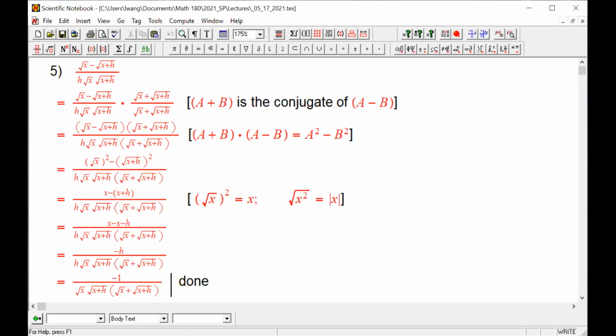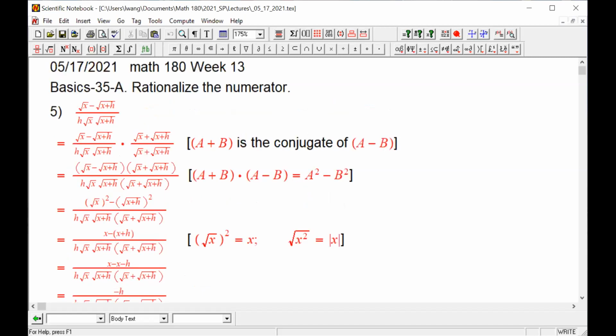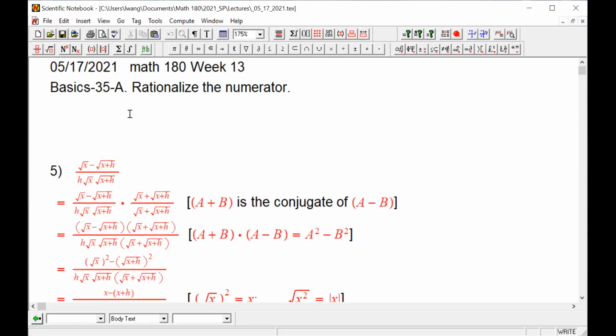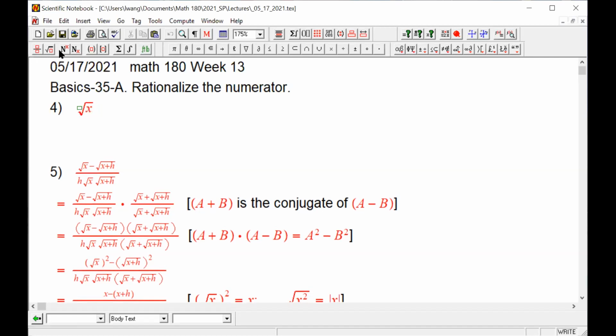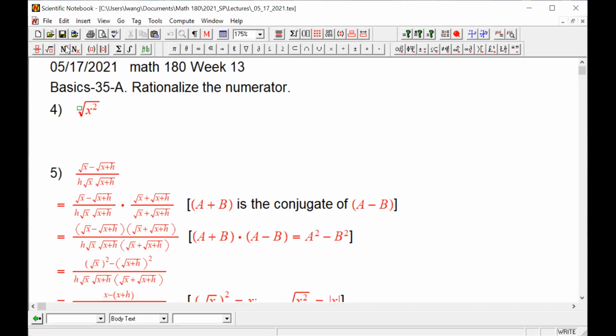You need to be algebraically very strong in order to survive that class and the following classes. Okay, so now let's look at another question. This time I'm going to attack number 4 with you. Number 4 may look a little bit weird, especially since you're asked to rationalize the numerator. You might ask, why do I have to do that? This looks simple enough.